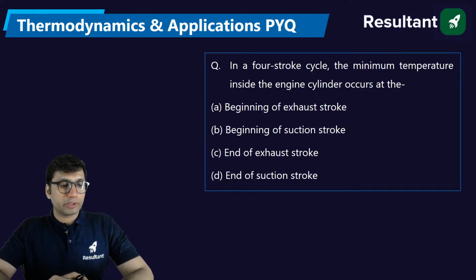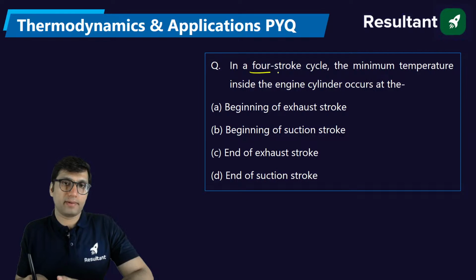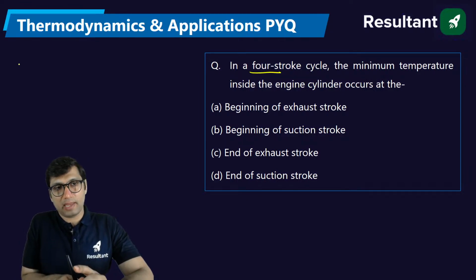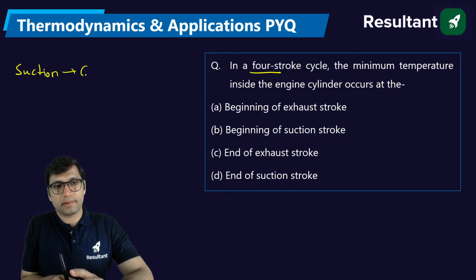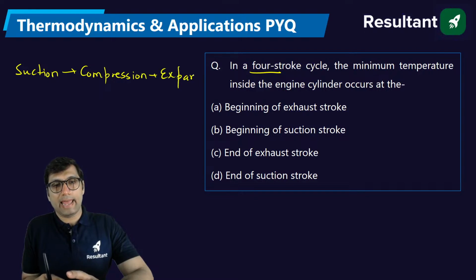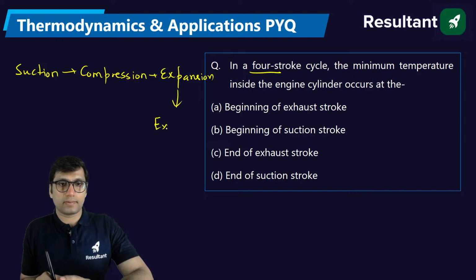Now let's solve the questions of IC engine. In a 4-stroke cycle, the minimum temperature inside the engine cylinder occurs at the... In any 4-stroke cycle, what are the main 4 processes? Firstly, suction takes place, then the compression stroke. The compression stroke is followed by the expansion stroke, which is also called the power stroke, and the power stroke is further followed by the exhaust stroke, where exhaust takes place.